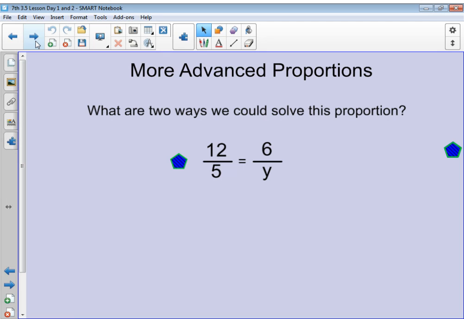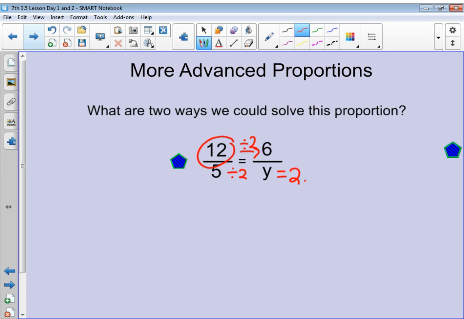So for example, we might look at this and say, what did they do to 12 to turn it into 6? And if you look at that, well, 12 divided by 2 would give us 6. So the same concept can then be applied to the other part of the ratio. So we could just divide 5 by 2, and that would give us 2.5. So here we just found out that y equals 2.5.